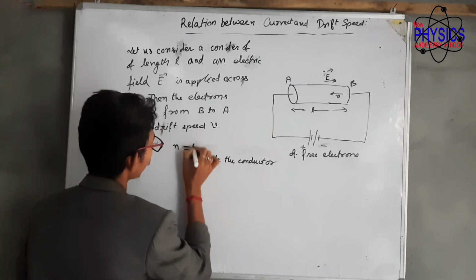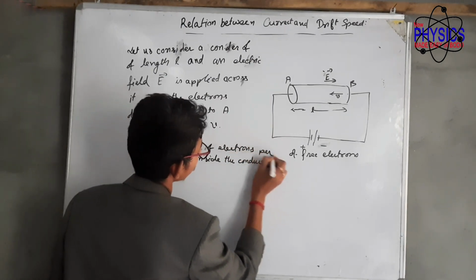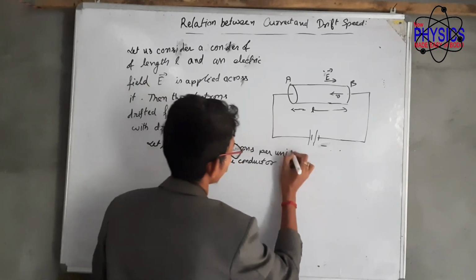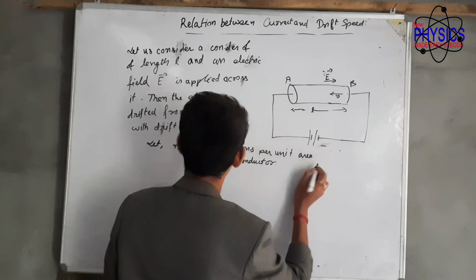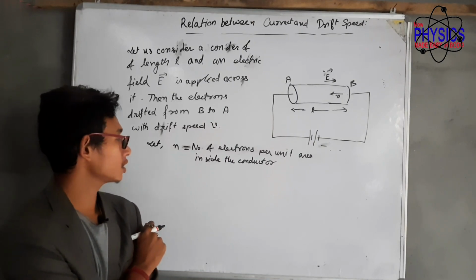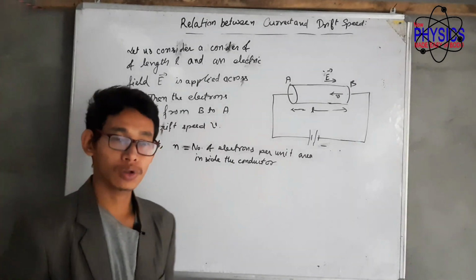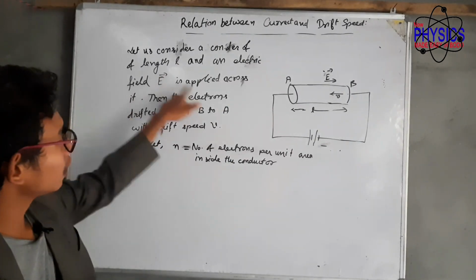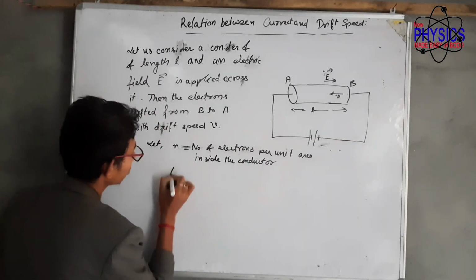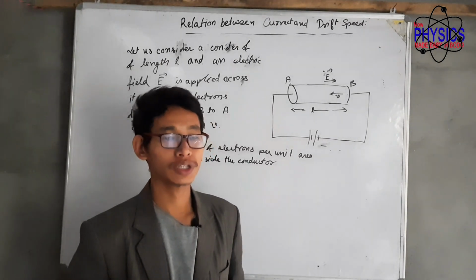Let n be the number of electrons per unit area inside a conductor. Okay, small n is the number of electrons per unit area inside the conductor. So we will take capital N as the total. L is the length of the conductor, and capital A is, suppose, the cross sectional area. You know what the cross sectional area is.